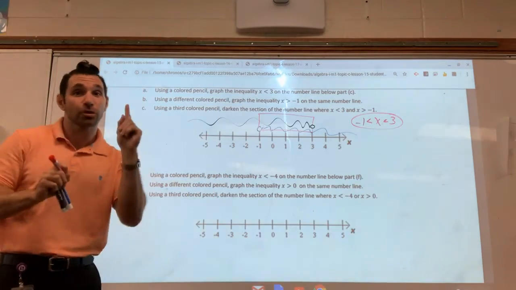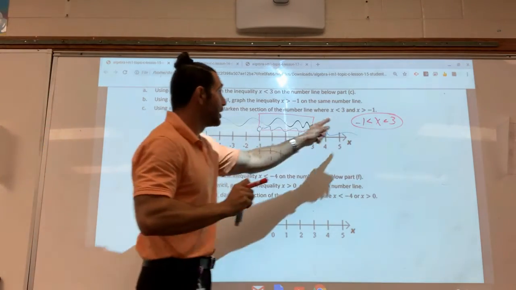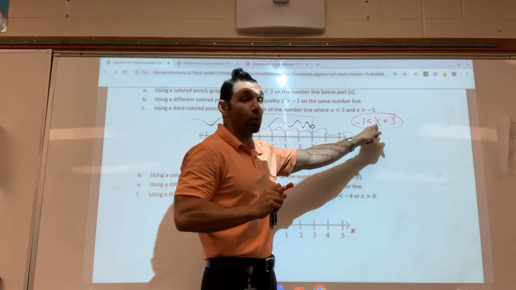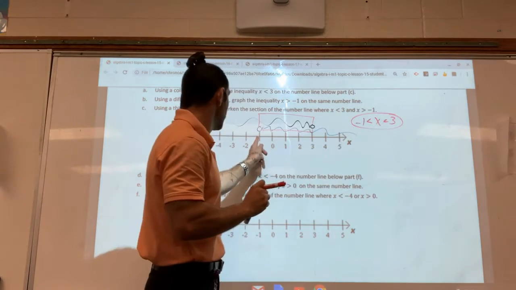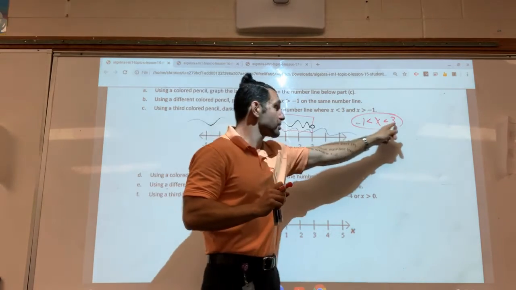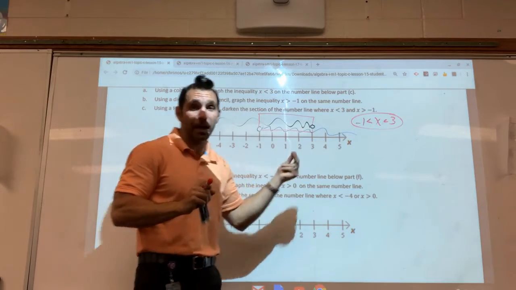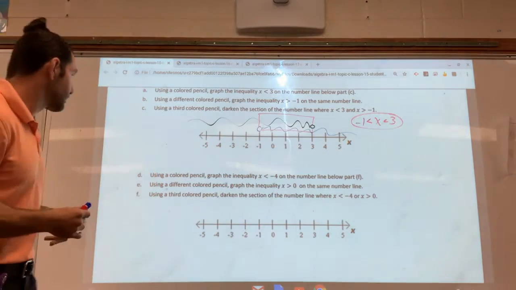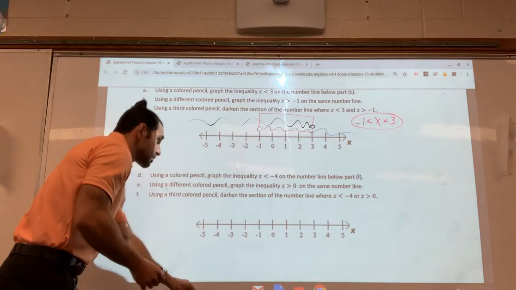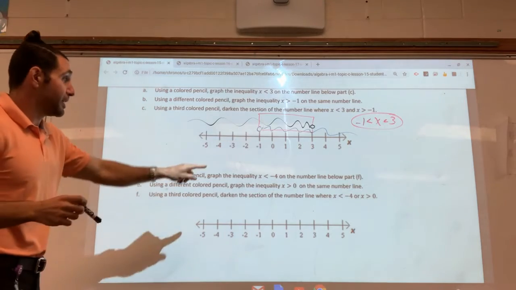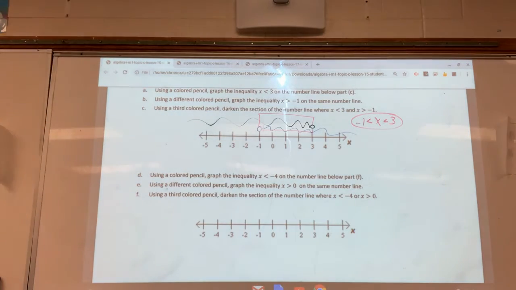When it's an and, you're only going to have one x value. -1 is less than x. Or another way to say that is x is greater than -1. Well, that's true. But x also has to be less than 3. That's true. So that's the only parameters that that answer can be. Okay. So let's try this one. This is an or. And this is going to change it a little bit.